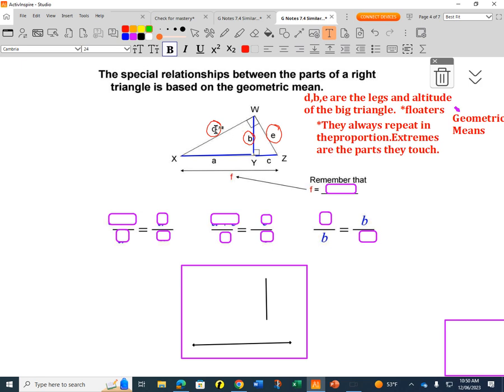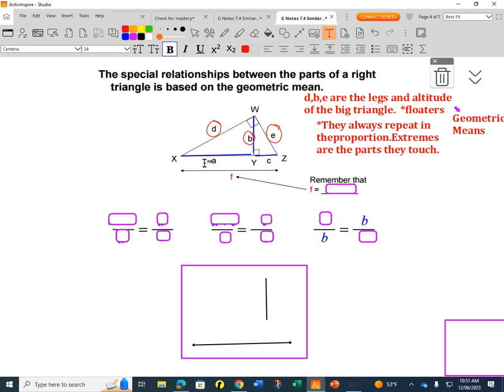So D, B, and E are the geometric means. There's 3 geometric means. The 2 legs of the big triangle and the altitude that we draw to create the other 2 triangles, those are the geometric means. So when we use those values to find missing measures in a figure like this, then those would go in the mean spot and they repeat.